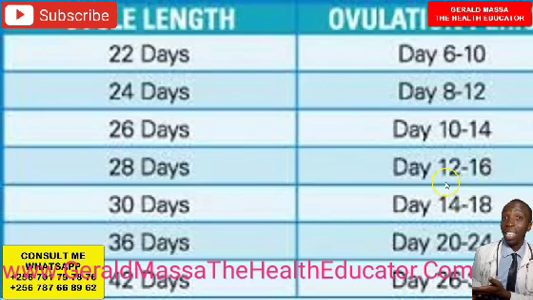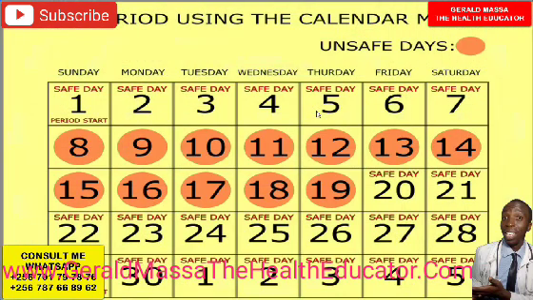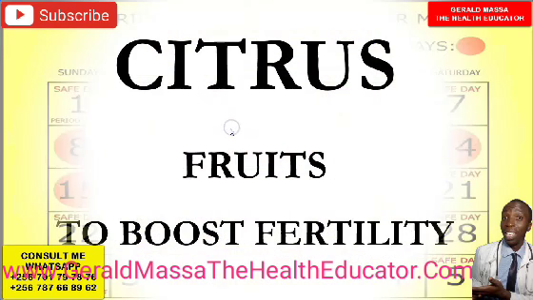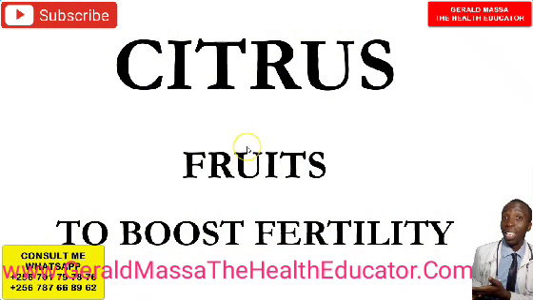And then the other most important thing is that you need to understand how your cycle runs. If you are a woman and you have a cycle that runs for 22 days, then the days you are ovulating are going to be between day 6 and day 10. If your cycle runs for 24 days, then the days of ovulation are day 8 and day 12. All together, until you reach 45 days, the days of ovulation are between the 26th and the 30th day.